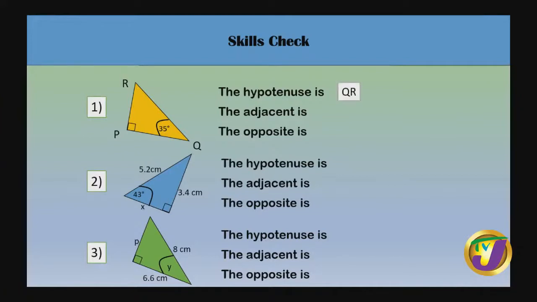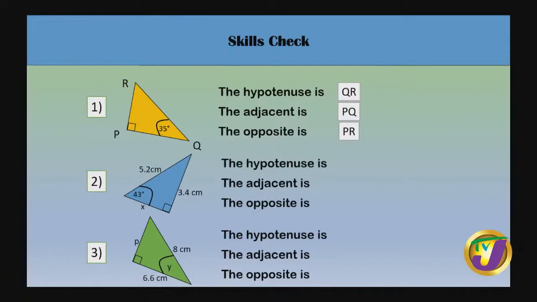Adjacent, so in relation to angle 35, which side would be adjacent, beside angle 35? They can easily spot the opposite side, so the adjacent side would be the other side. In this case, our adjacent side is going to be PQ, and the opposite would definitely be PR. The opposite is the side that is facing the angle in question, PR.